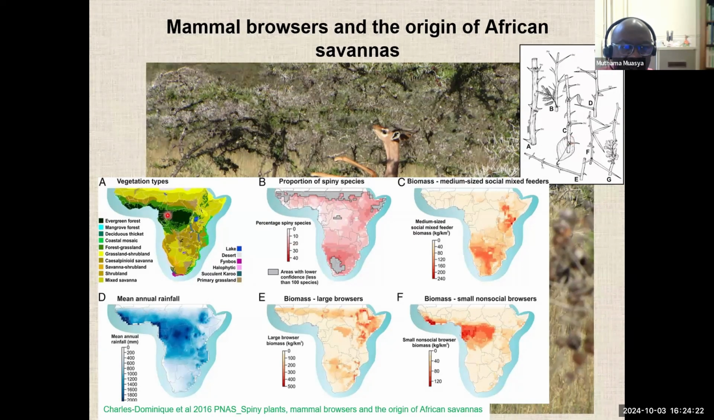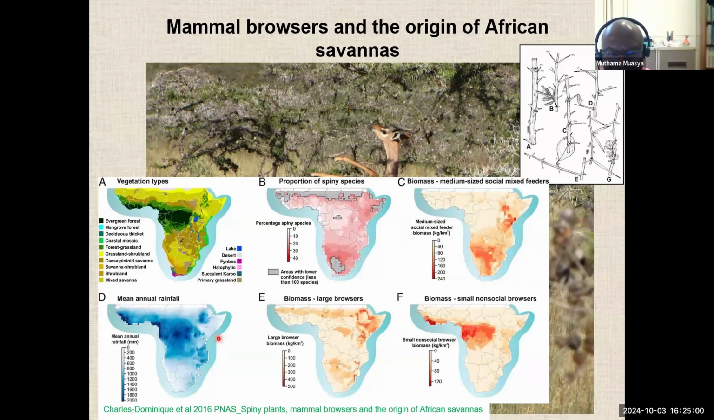If you look at Africa and the vegetation types, you have in yellow the savannas. If you overlay the occurrence of spiny plants, in this heat map the warmer it is, the more spiny. Spinescence is common in the open. Spinescence also seems to be happening where you have medium-sized mixed social feeders, these are the antelopes, as opposed to areas which have the solitary non-social feeders that we have in the forest. And these mixed feeders also coincide with large browsers and with areas of rainfall not above 800 millimeters.